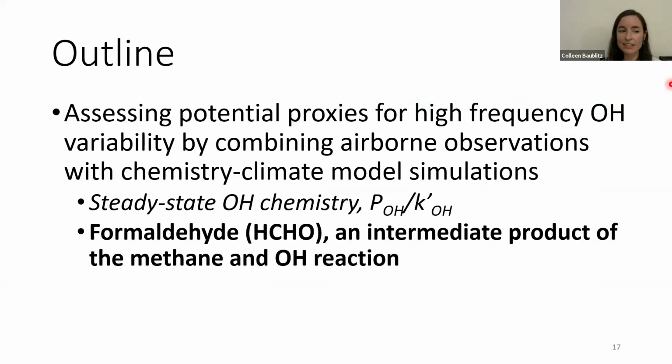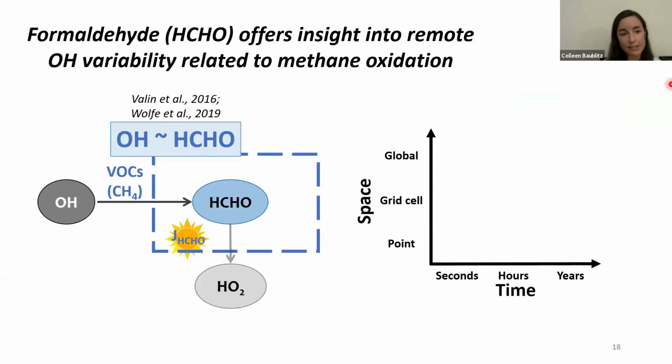And so from here, next, I would like to dive into looking at formaldehyde, which is an intermediate product of the methane and OH reaction, and so might be especially helpful in telling us something about OH variability in the context of methane oxidation. Okay, and so formaldehyde, again, is produced through the oxidation of VOCs, with methane being the primary contributor over the flight tracks that ATom sampled.